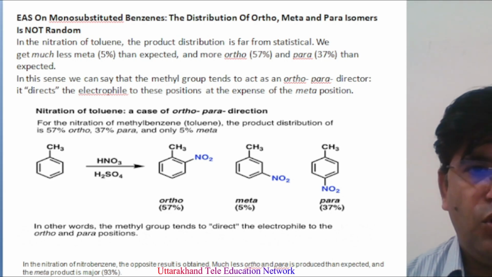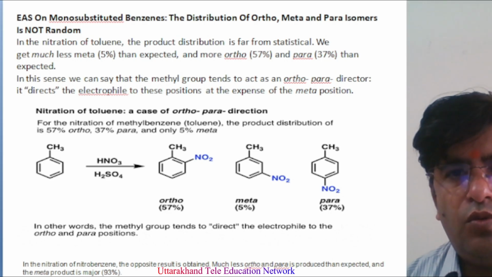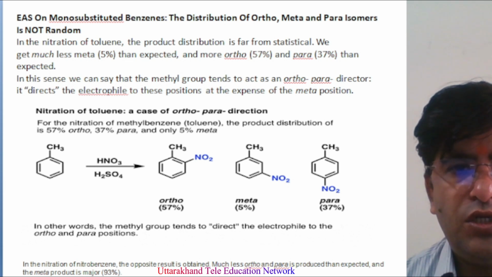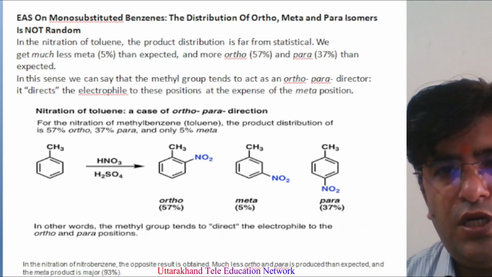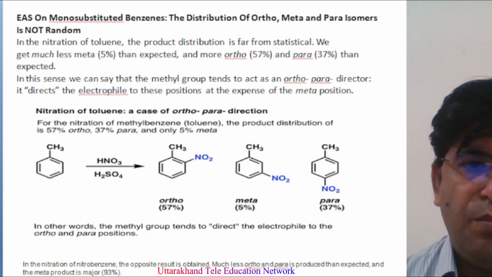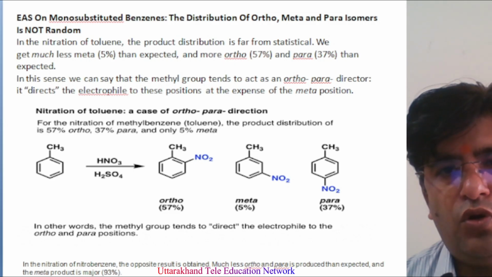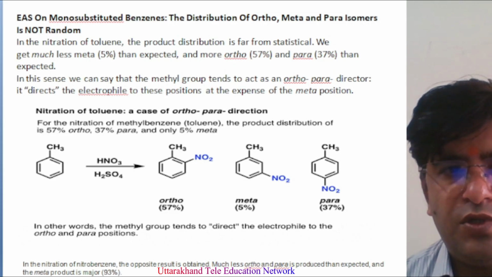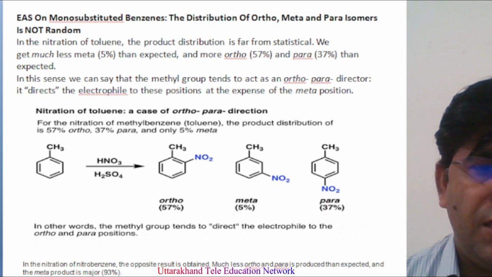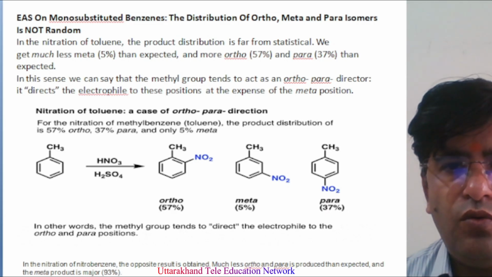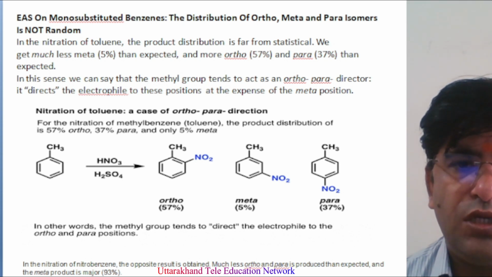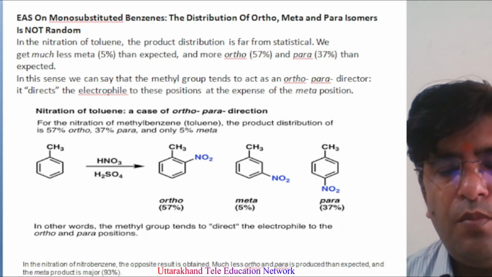Electrophilic aromatic substitution on mono-substituted benzene: the distribution of ortho, meta, and para isomers is not random. In the nitration of toluene, the product distribution is far from statistical. We get much less meta, 5%, than expected, and more ortho, 57%, and para, 37%, than expected. In this sense, we can say that the methyl group tends to act as an ortho para director. It directs the electrophile to these positions at the expense of the meta position.